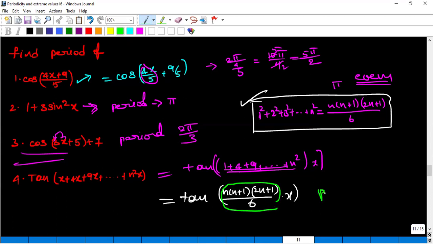Then what is the period? For tan, the period is always pi. Since we have a coefficient for the angle, it is pi divided by mod a. N into n plus 1 into 2n plus 1 divided by 6 means that 6 will come to the numerator. So this will be the final answer: 6 pi divided by n into n plus 1 into 2n plus 1. Yes. Hope this is clear for everyone.